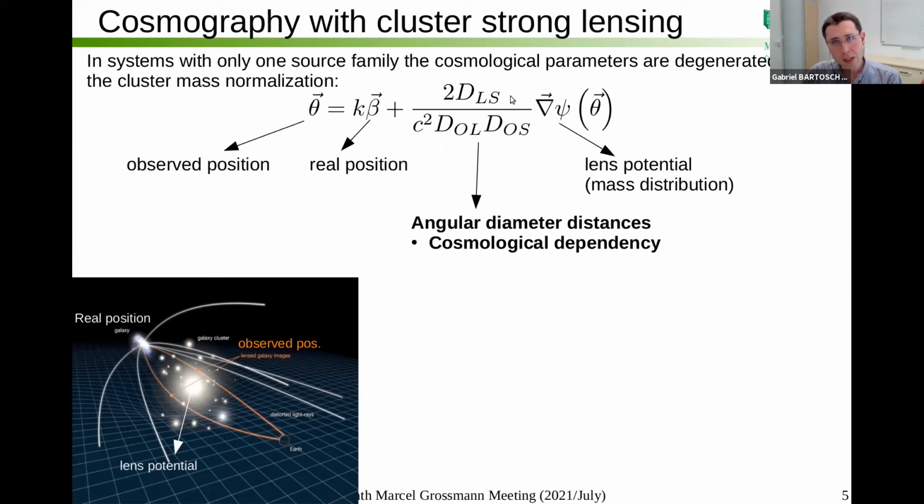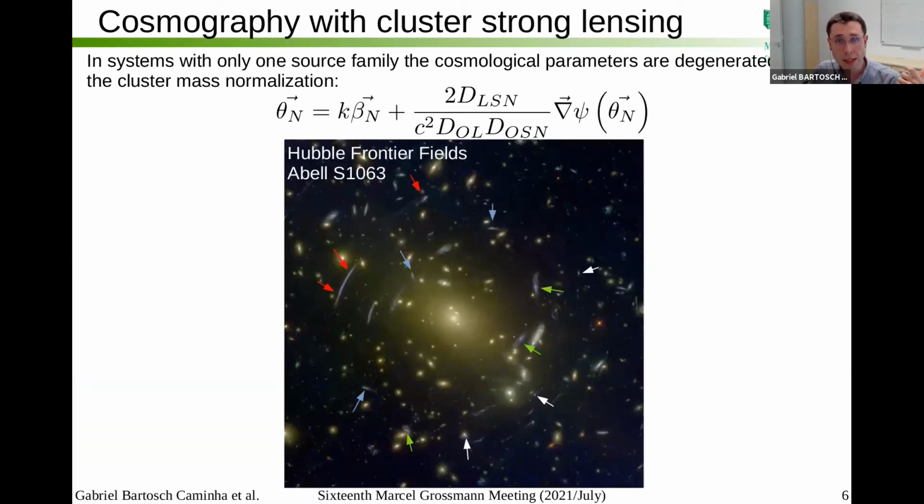In this equation, we can see that this quantity can be easily absorbed by the lens potential, which is related to the mass distribution of the cluster, by just a multiplicative factor. But this happens if we have only one multiple image that we observe. However, in clusters, we are very lucky because we can easily observe several different multiple images from different background sources at different redshifts.